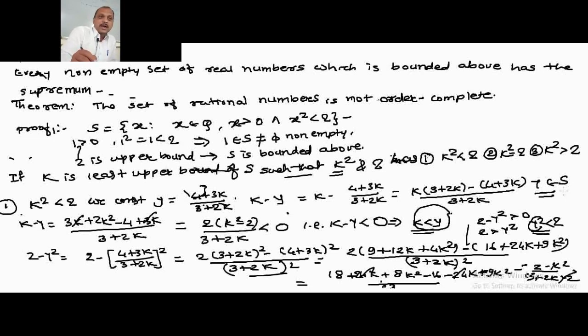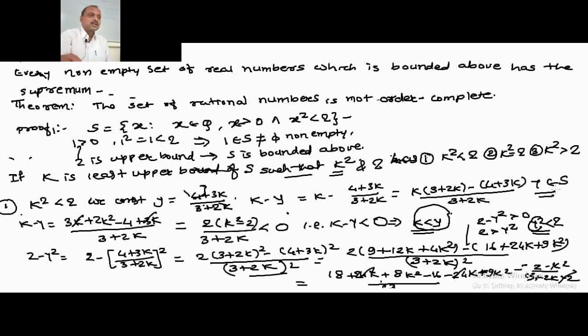Member y of S is greater than the least upper bound. Here k is a least upper bound, which means all members of S are less than or equal to k, but here we get one member y which is greater than k. This shows that k cannot be the least upper bound. So this is a contradiction, and therefore k square cannot be less than 2. That is the first property of trichotomy: the first possibility, k square less than 2, is false.